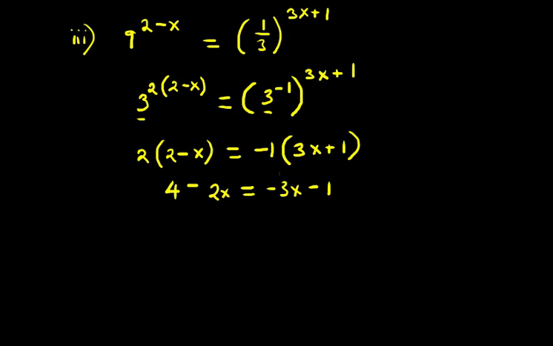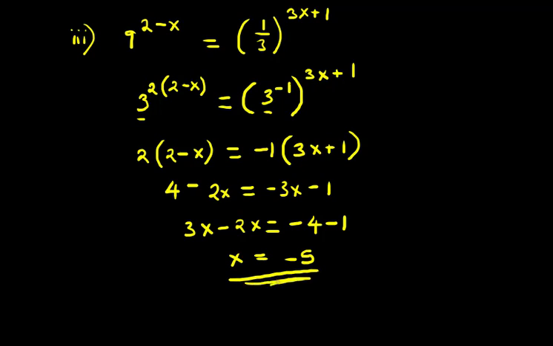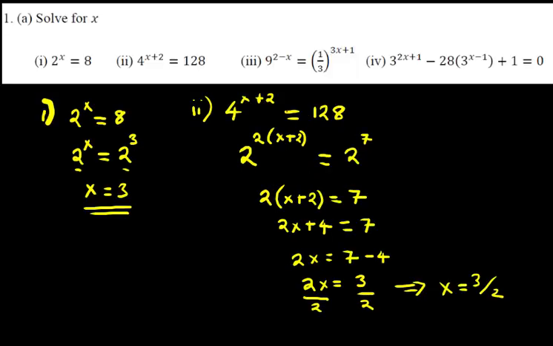We group the like terms together, so we bring this negative 3x to the other side to become positive. It becomes 3x minus 2x equal to, the 4 goes the other side, so negative 4 minus 1. So 3x minus 2x is simply x is equal to negative 5. Then we go to question 4.